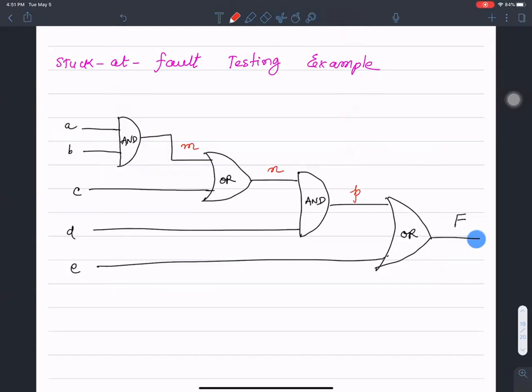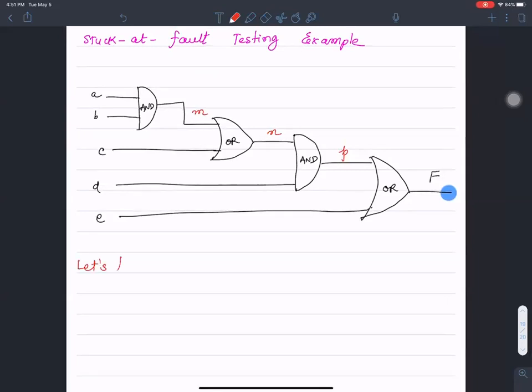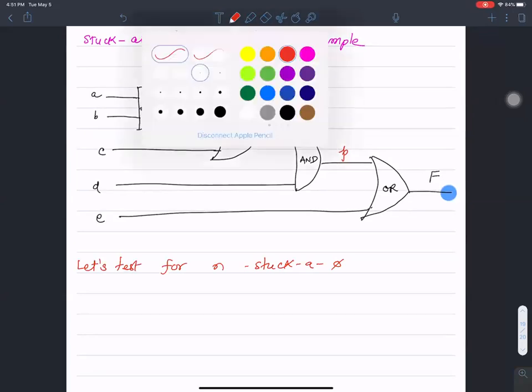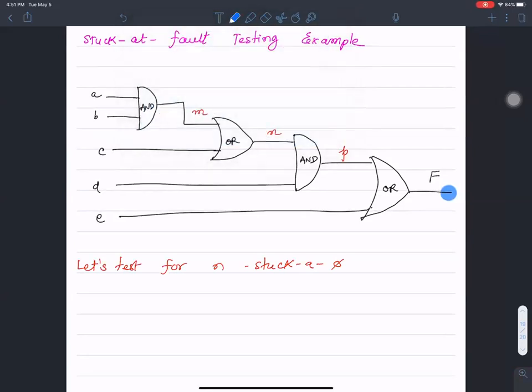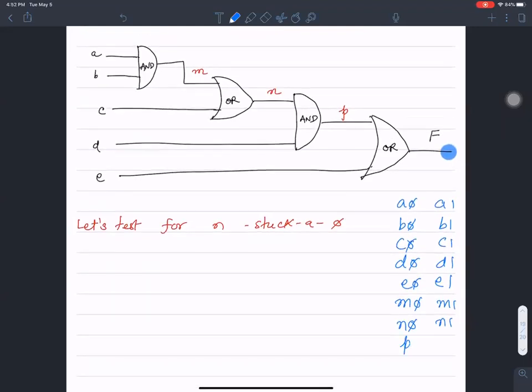Now, let me illustrate the idea of stuck at fault modeling. Let's test for N stuck at 0. First of all, let's list the exhaustive collection of all the faults possible. A could be stuck at 0, A1. Then comes M, the internal nodes, N0, N1, P0 and P1, and also F0 and F1. This is the exhaustive list of faults that is possible in my combinational circuit.